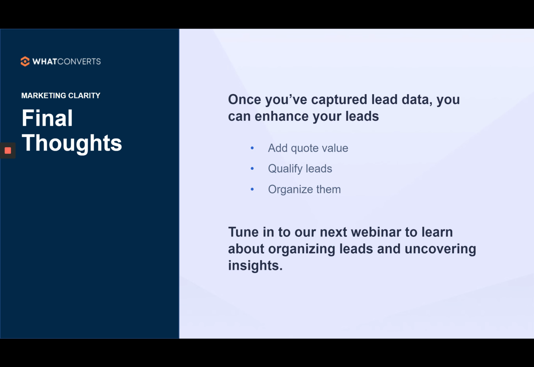A few final thoughts. For anyone dealing with marketing chaos, marketing clarity is kind of the aspirational goal that you can work towards. And the way to get there starts with capturing every lead. Once you've captured lead data, you can then enhance that lead data. You can add quote value. Maybe you know the quote value for each lead, and then you can add it into your dashboard and have a new way to sort and filter leads, sort and filter the effectiveness of each marketing channel you're putting out.